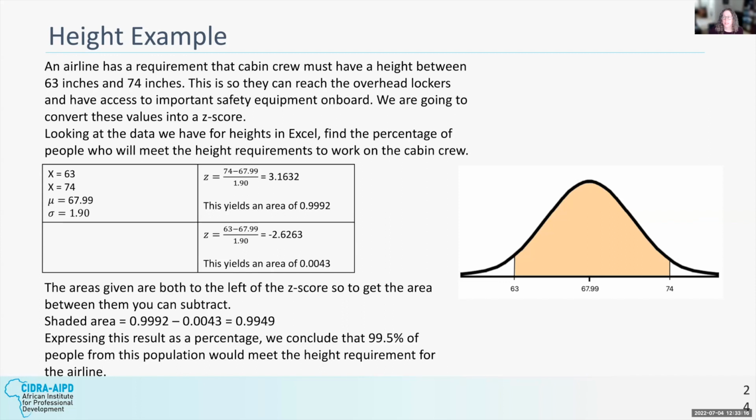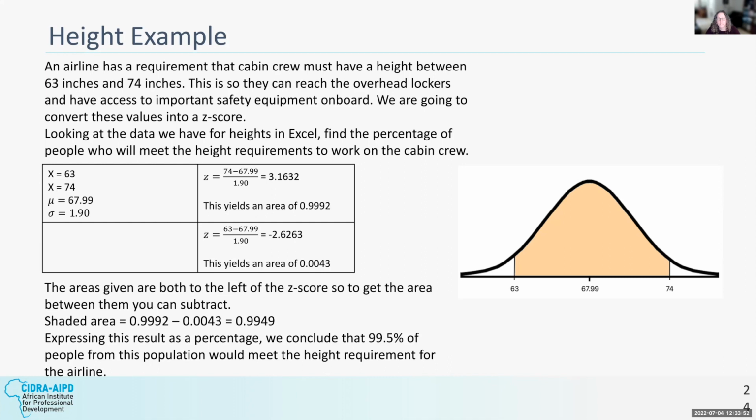Okay, so I want to spend a little time on this slide because it quite nicely combines a lot of the things we've been learning about over the last few slides with the normal distribution. And it's going to use the height data that we used already in Excel. And I'll read this to you. An airline has a requirement that cabin crew must have a height between 63 inches and 74 inches. And this is so that they can reach the overhead lockers and have access to important safety equipment on board.